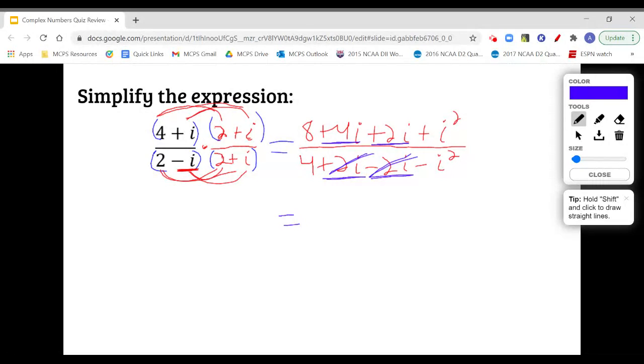So I'm actually going to combine those. We'll be left with 8 plus 6I plus I squared. And then in the denominator, we have 4 minus I squared. So at this point, I have combined all like terms. Now I'm going to replace my I squareds with negative 1 because I know I can do that, and that'll help me simplify further.